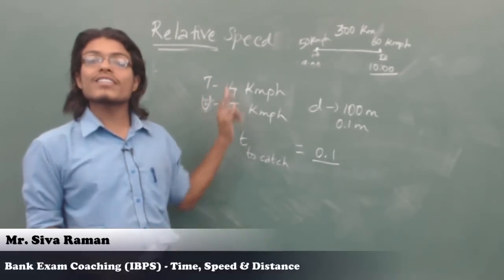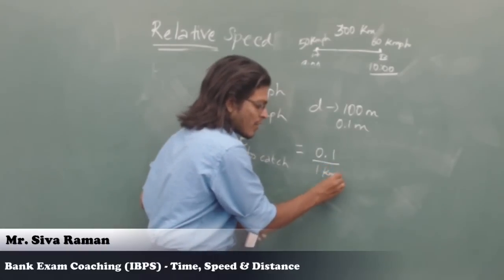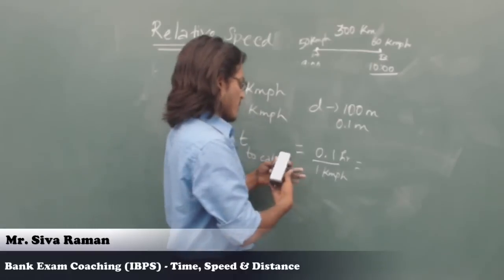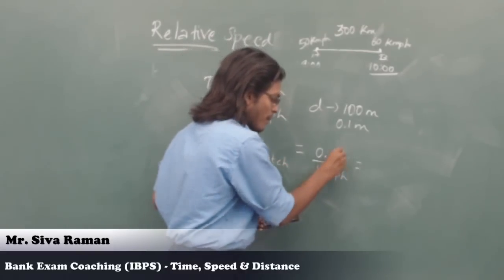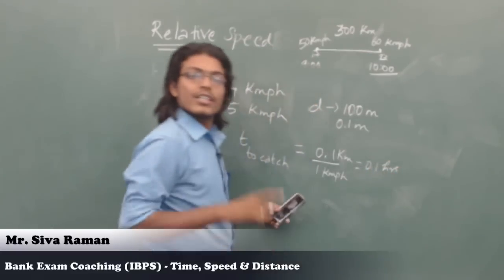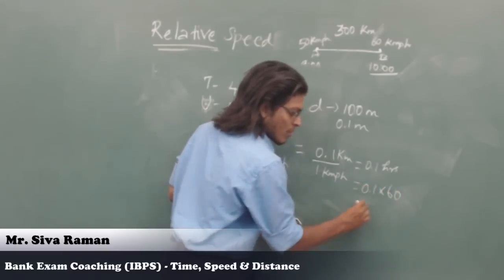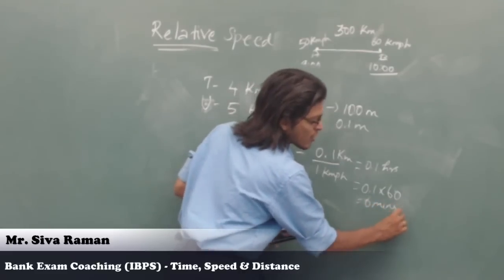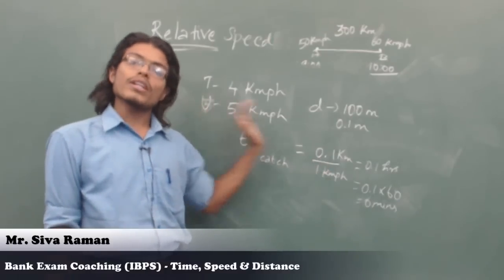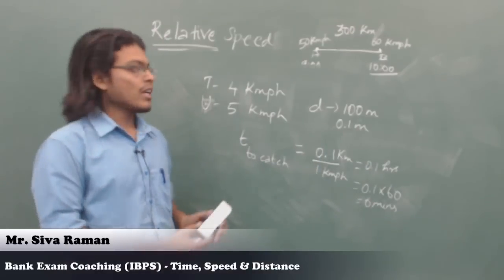divided by relative speed. If both of them are traveling in the same direction, what is the relative speed? It is the difference. So 0.1 kilometer divided by 1 kmph. It is 0.1 hours. If you convert it into minutes, you have to multiply it by 60. So it is 6 minutes. So you can catch that particular thief in how many minutes? 6 minutes. So this is how we will do the calculation when both of them are moving in the same direction.